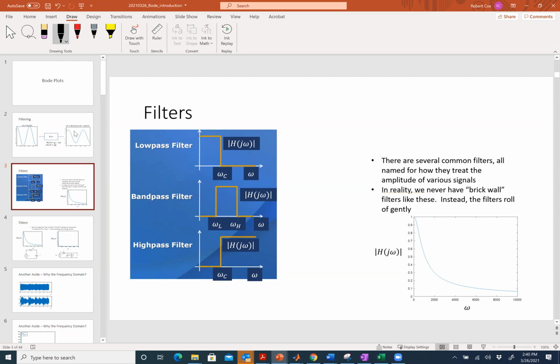A high pass filter does the opposite, right? So for the high pass filter, the picture on the bottom says I pass only the high frequencies. And I try to, what was the word I use for when I'm not passing them?